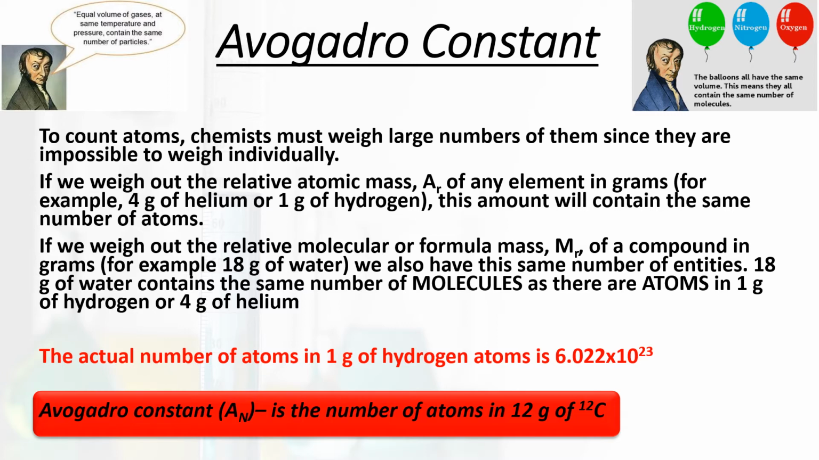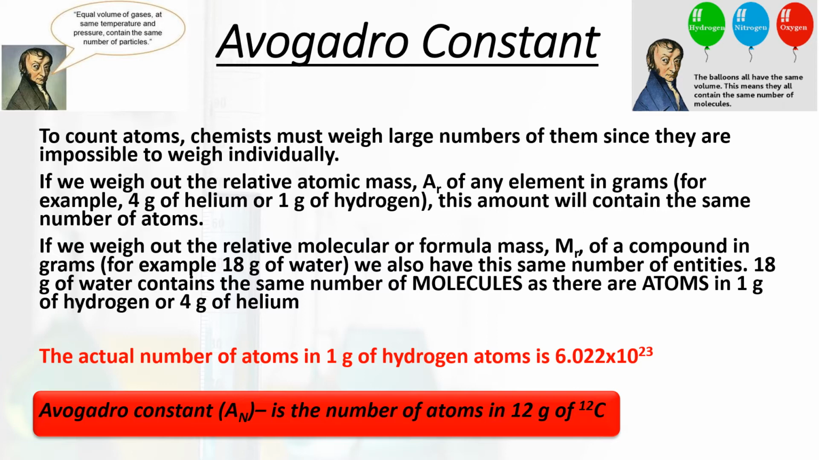And so if we weigh out the relative atomic mass of any element in grams, so for example 4 grams of helium, which has an atomic weight of 4, 1 gram of hydrogen, could be 12 grams of carbon, it could be 23 grams of sodium, anything like that, where we weigh out the relative atomic mass in grams, this amount will contain the same number of atoms. So 4 grams of helium contains the same number of atoms as 1 gram of hydrogen or as 12 grams of carbon.